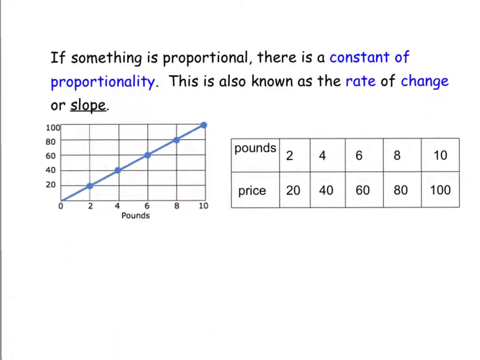So what we know so far is something is proportional. There is a constant of proportionality. This is also known as the rate of change or slope. So the one we just did, 20, 40, 60, my constant of proportionality, or the rate, was always 10 for every 1. So 10 is my constant of proportionality.